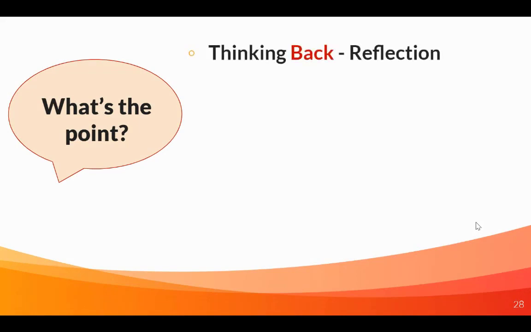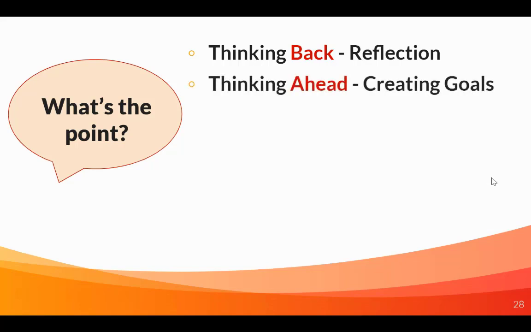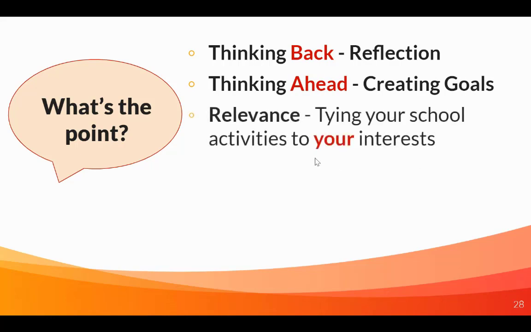So what's the point of doing this? Well, thinking backwards and reflecting, all wise people do that because that's how we avoid making the same mistakes in the future. That's when we think about our strengths and our weaknesses and stuff like that. And then we use that to think ahead and we create goals and plans to make those goals. Relevance, we want you to try to tie your school activities to your interests. When we sit with 12 different students, we want to have 12 different feeling tours because you're talking about yourself and your interests along the way.